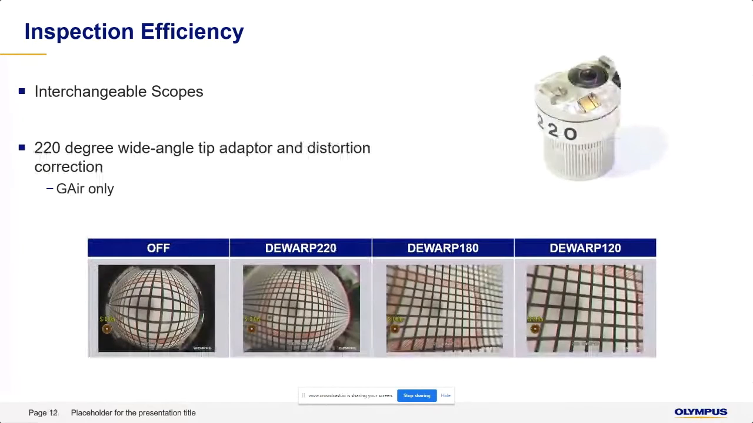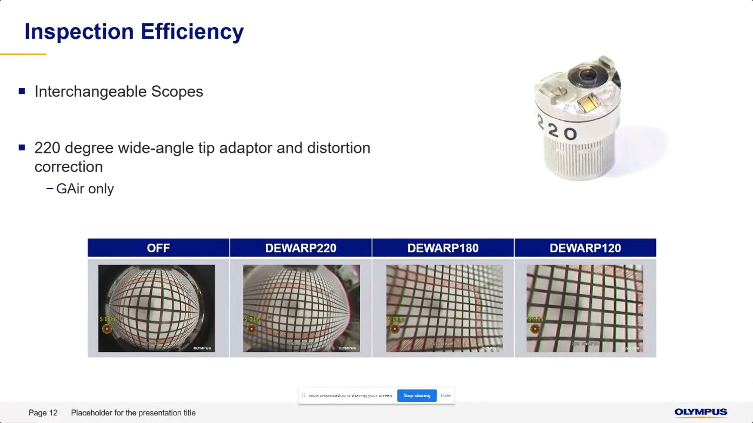Next, 220-degree tip adapter and distortion correction. This is on the G-Air only. A picture of this 220-degree tip adapter is in the top right, and you can see the lensing in the top right of that tip adapter has somewhat of a bubble on it, and it is slightly even raised, which is why you see the 2 tabs, 2 metal tabs on either end. That's to protect the glass on this special lens. So 220 degrees refers to the field of view, the angle at which you can see the environment from your tip adapter. So the tip adapter can actually see behind itself, which is significant and interesting.